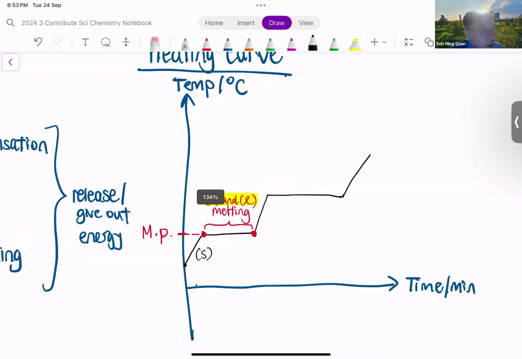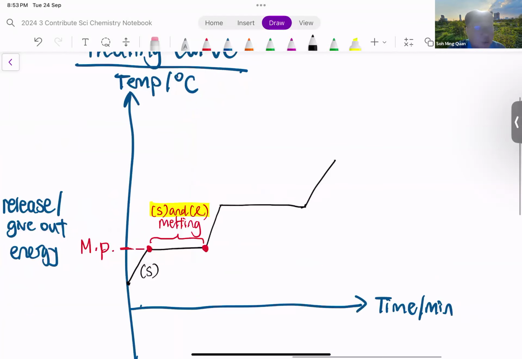Now, after melting finishes, when melting ends, of course, it is entirely liquid. And again, the liquid is heated up and the temperature continues to increase until it reaches the next flat region. And the next flat region, again, is flat. The temperature doesn't change. It is a flat region because it's changing state. Liquid changes state to gas. This is boiling.